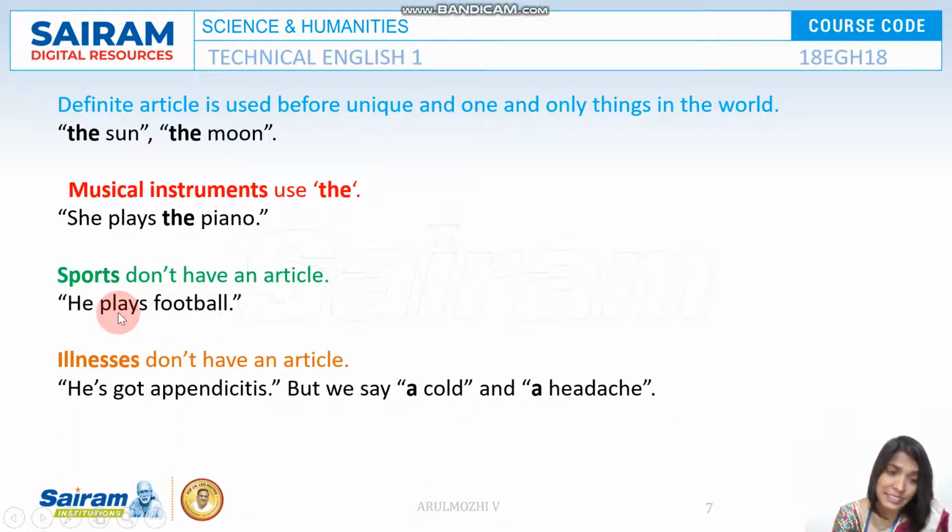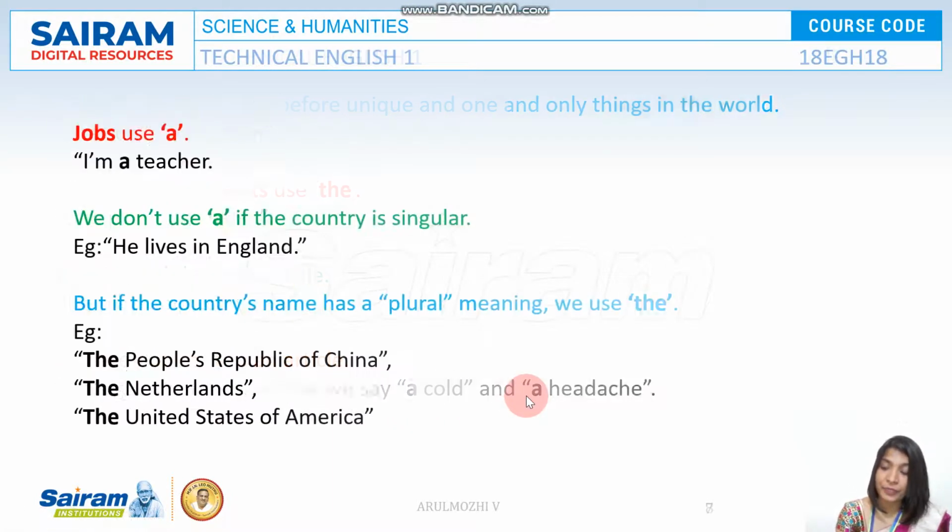He plays cricket. Before illnesses, we don't use an article. He has got appendix. It is not "he has got an appendix". "He has got a hot dog" is wrong. He has got appendix. But we have some usage with "a": he has got a severe cold. He has got headache.